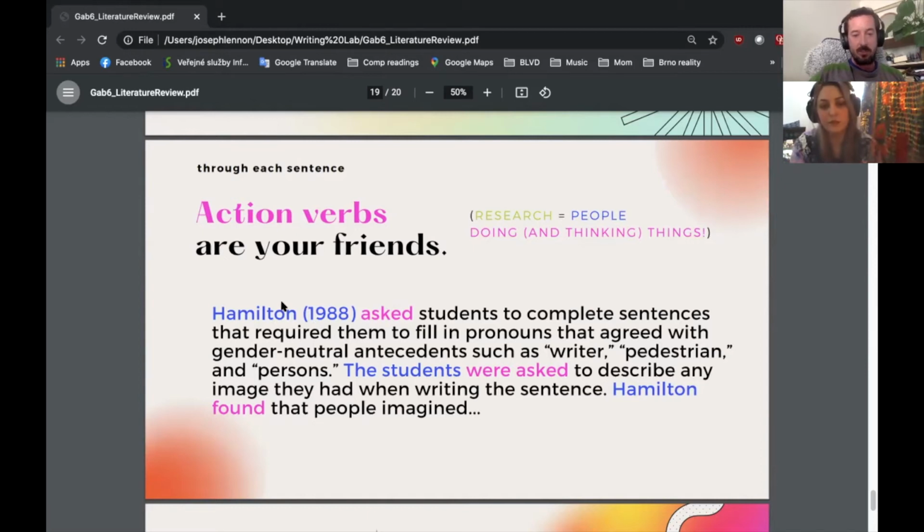So, just to show you what this can mean, even something as simple as starting the sentence with the attribution. Who said this? So Hamilton, and you can stick the citation there on the end. Hamilton, 1988, asked students to complete sentences, blah, blah, blah. The students were asked to describe any image. There we're using the passive voice, but the concept is still the same. We have a clear subject, somebody doing something. What are they doing, right? And that's at the beginning of the sentence. Hamilton found that people imagined.